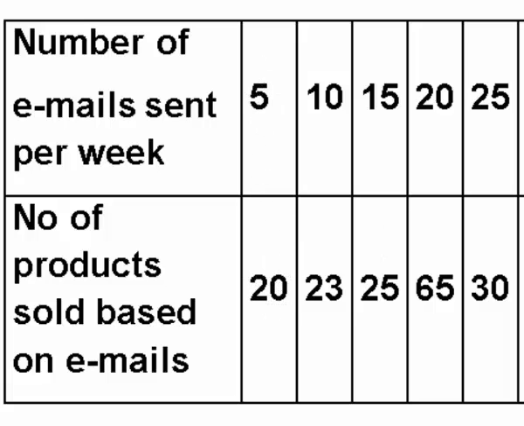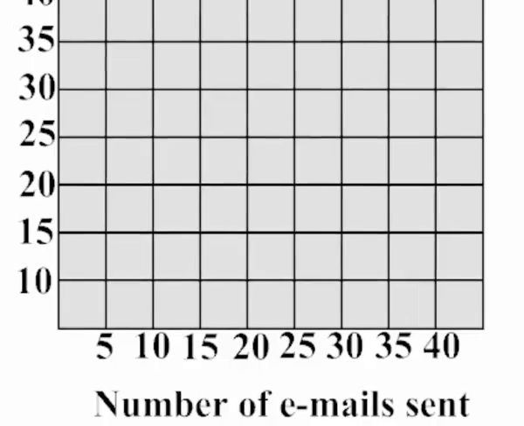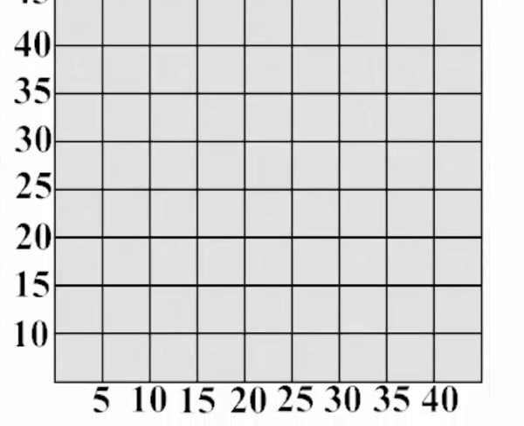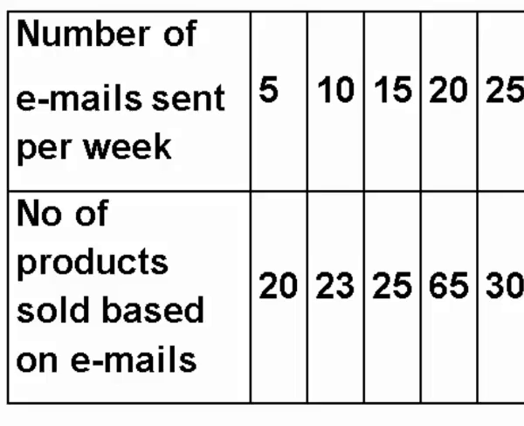So we can represent this on a scatter plot. Now, the number of emails sent can be represented on the x-axis, and on the y-axis would be the number of products sold. So for 5 emails sent, 20 products are sold. So there we can put a little dot there. That's our first dot. Now, let's have a look here. The number of emails sent in the second week is 10, and they got 23 sales of products. 23 products were sold.